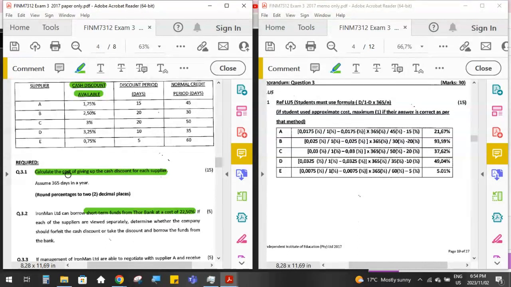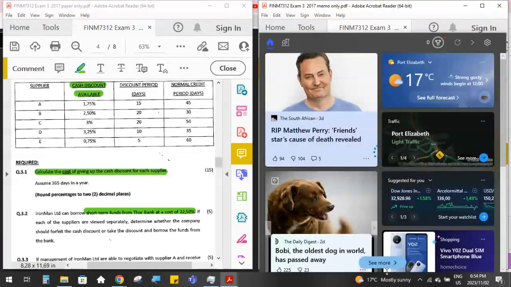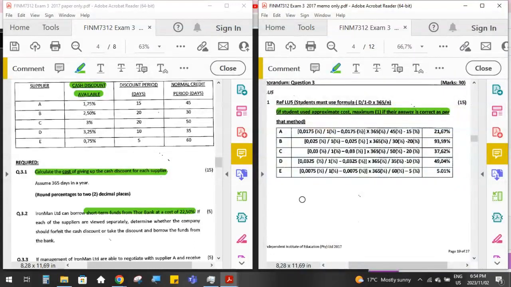And you have to use the formula that the question asks you for, because if you don't use the correct formula, you can't get all of the marks. So just be very careful of that. You have to memorize both formulas because they could say calculate the approximate cost, or they could say calculate the cost. And then you must know which formula to use.